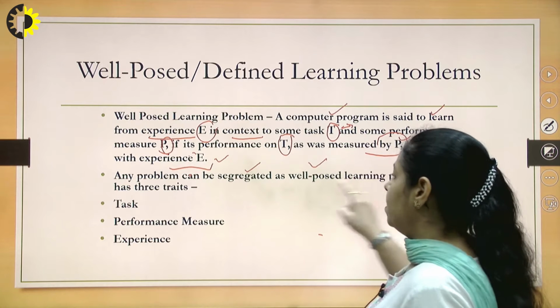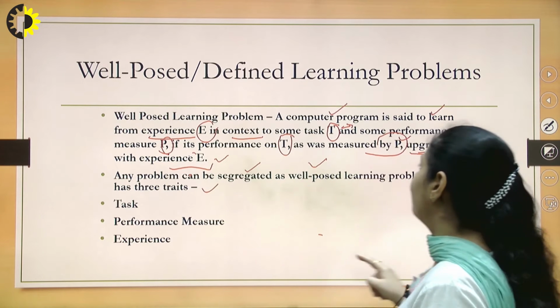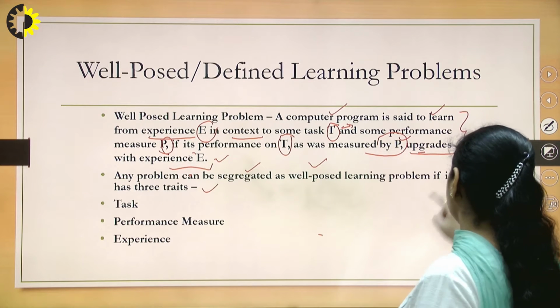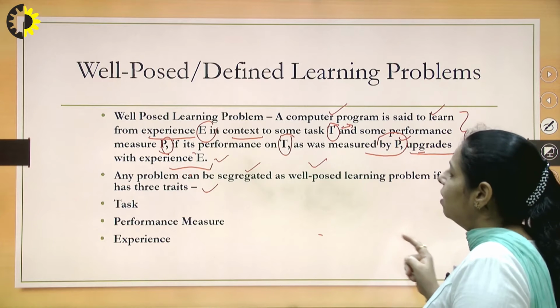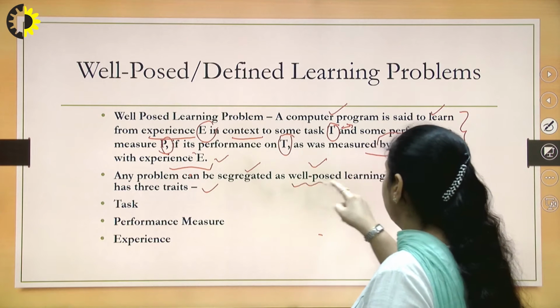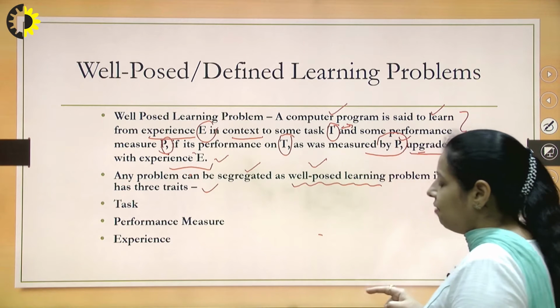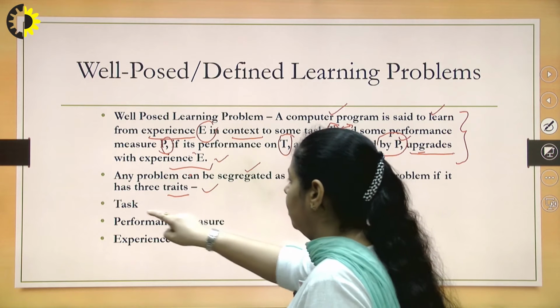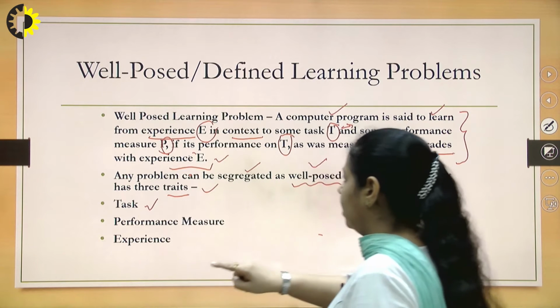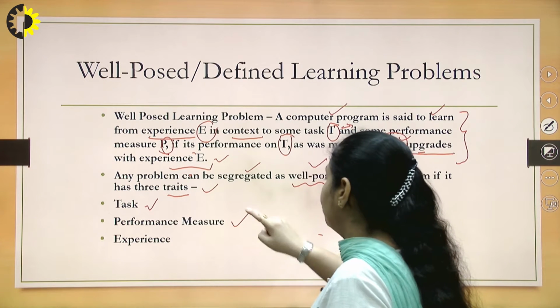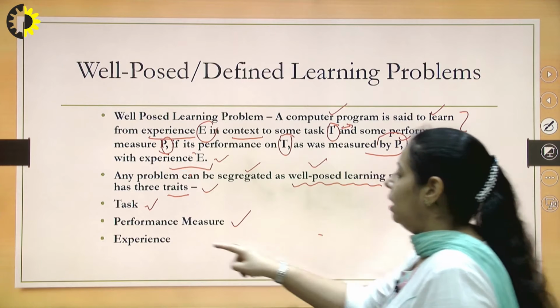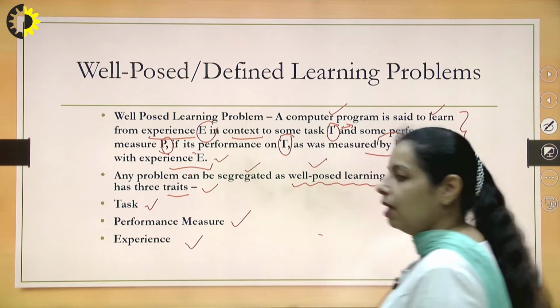well-posed learning problems if it has 3 traits. So, now from this above 3 lines, we can say that any problem comes under the category of well-posed learning problems if it has these 3 things in it. One is it must contain task T, it must have some performance measure P, and it must have some experience E.